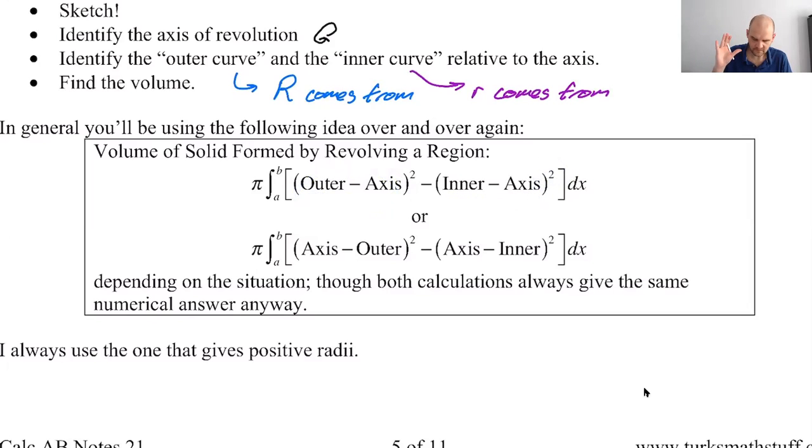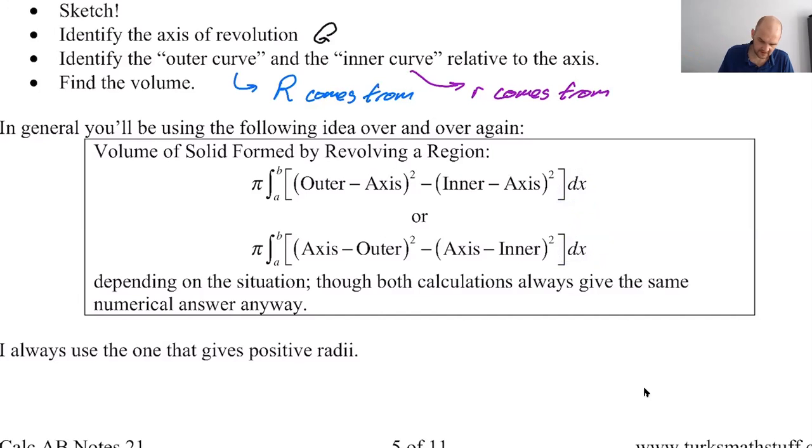Technically, it doesn't make a difference if you do outer minus axis squared or axis minus outer squared, because when you square them, you get the same thing. I always try to do it so that you get the positive radius. It doesn't really matter, but it kind of matters to me. So if you're in my class, I'd prefer that you write a positive radius. So always do top take away bottom. That's always going to give you the positive radius. All of these are with respect to x. We're eventually going to talk about with respect to y, but just keep it in mind, right?